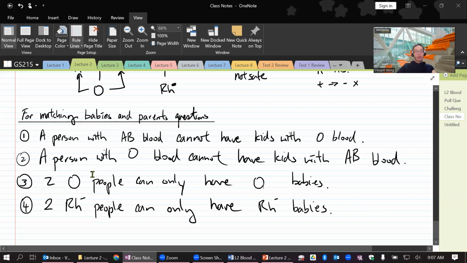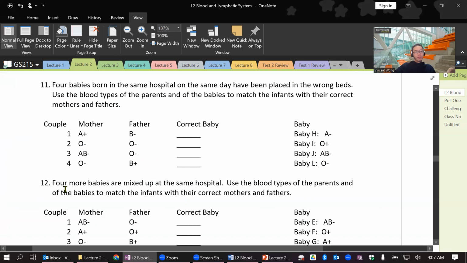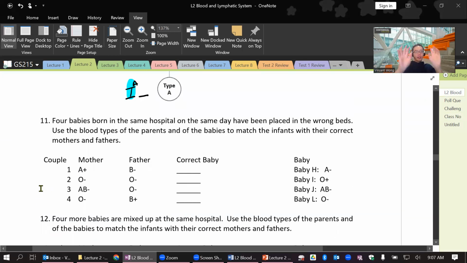These rules apply universally in all situations, regardless of who you marry. We don't even have to think about homozygous or heterozygous, because there's no such thing for people with AB blood or with O blood. Okay, let's put these rules to the test. We'll do one question and see if it makes sense, and we'll come back to it if there are any questions. Let's take a look at this baby matching question.